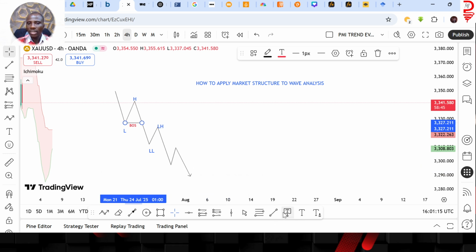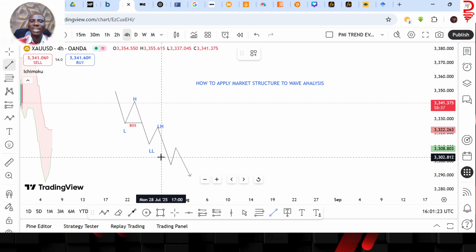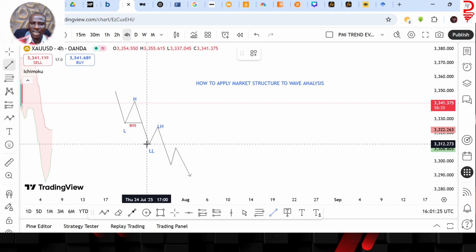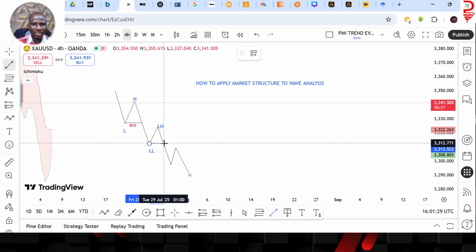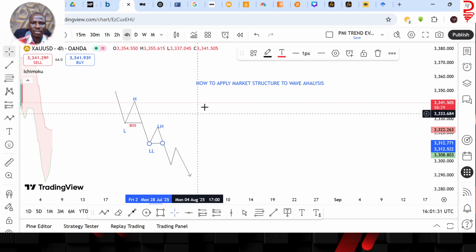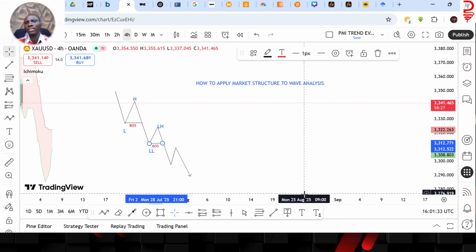Now, immediately that happens and you have a lower low and a lower high, if the movement of the market still breaks this structure, it is another break of structure bearish. You see this now, break of structure bearish.